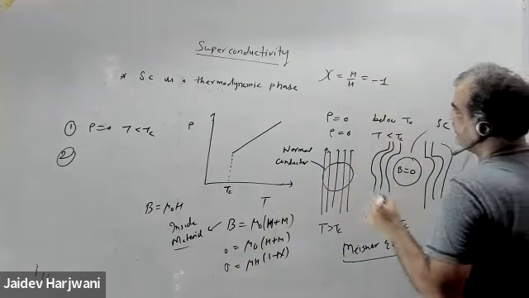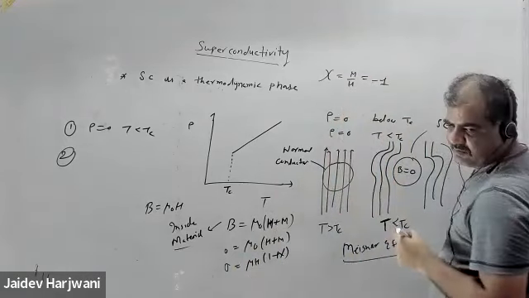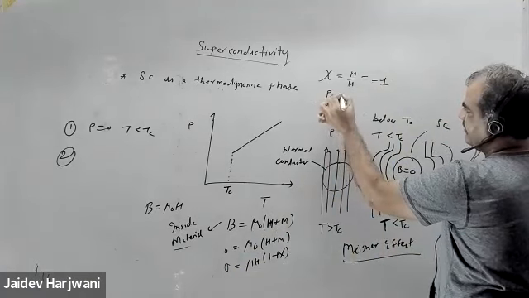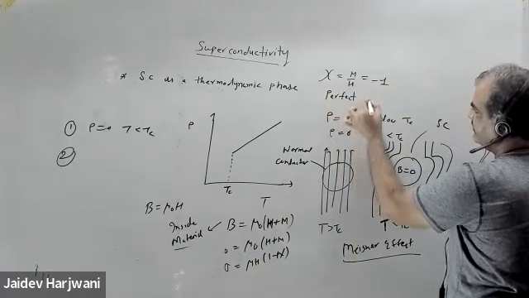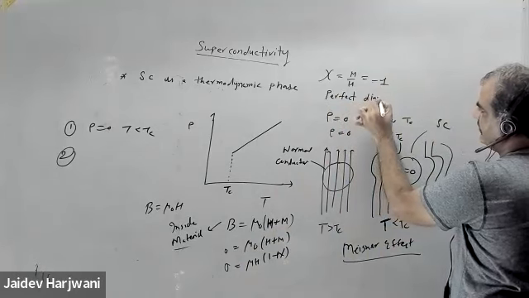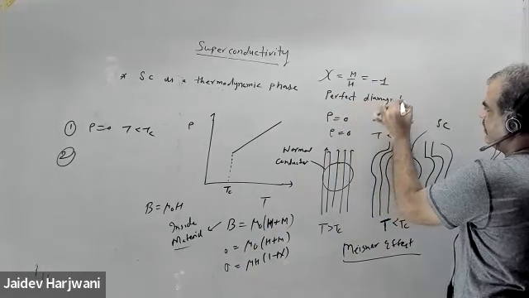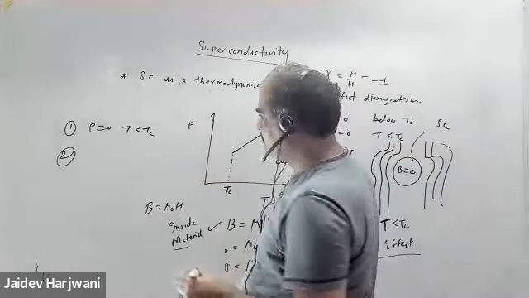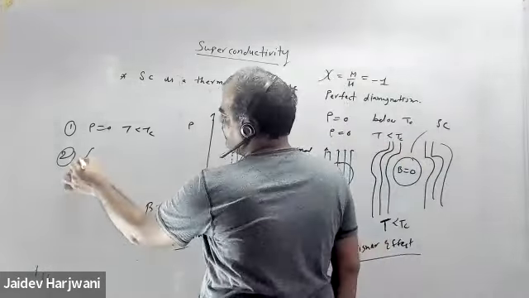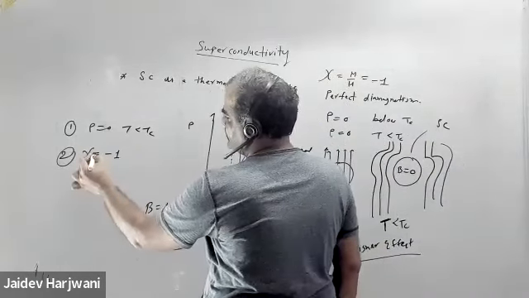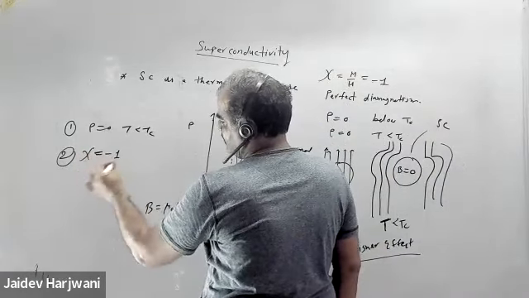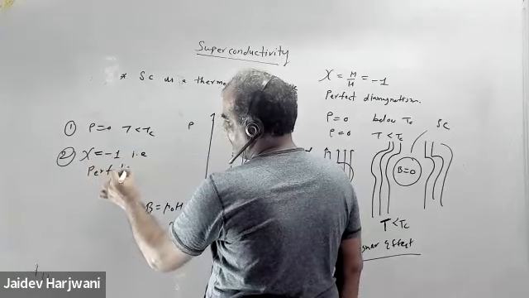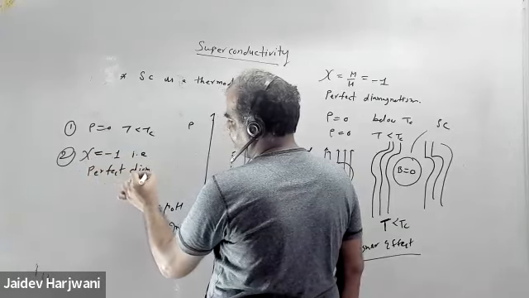When magnetic susceptibility is equal to minus 1, then it is called a perfect diamagnet, perfect diamagnetism. So superconductivity means rho is 0 and chi equals minus 1, magnetic susceptibility. That is called perfect diamagnetism.